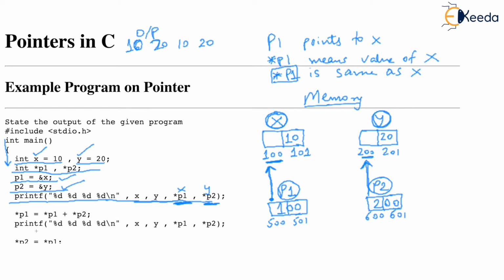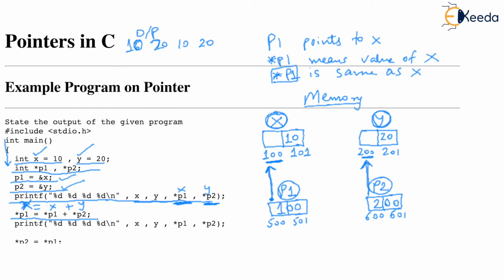Now, have a look at the next line. Very interesting. How do you read this? You read this as x should become equal to x plus y. Yes, exactly. This is what the line means.